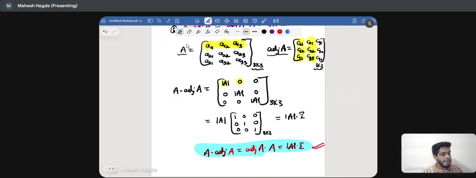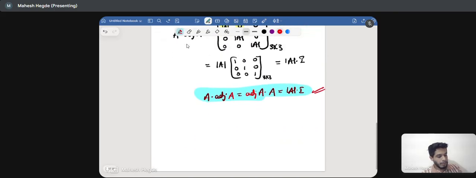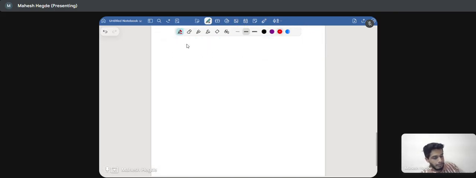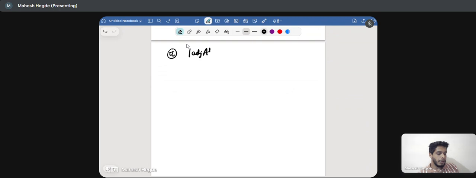Now, moving on to the second result. The second result is determinant of adjoint of A. What will be the value of determinant of adjoint of A? This we need to calculate for the second result.